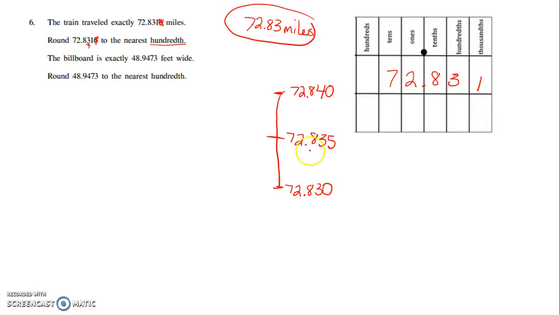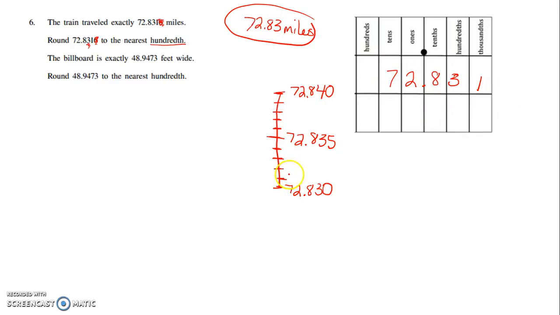Now the big question is 72.831. Would it fall between these two values or these two values? Well, if I look here, if this is 72.830, there's 72.831, 72.832, 72.833, 72.834, 72.835, 72.836, 72.837, 72.838, 72.839, and then 72.840.